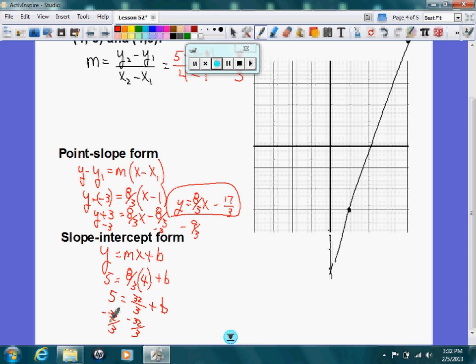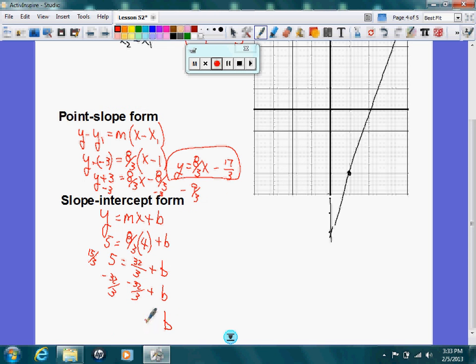Can't really subtract this. We'd have to convert the 5 to thirds. I believe that's 15 thirds plus b here. So we would get b is equal to 15 thirds minus 32 thirds, I believe is minus 17 thirds. And sure enough, that's what we got there. So our equation in slope-intercept form would be the same as we have up here, y equals 8 thirds x minus 17 over 3.